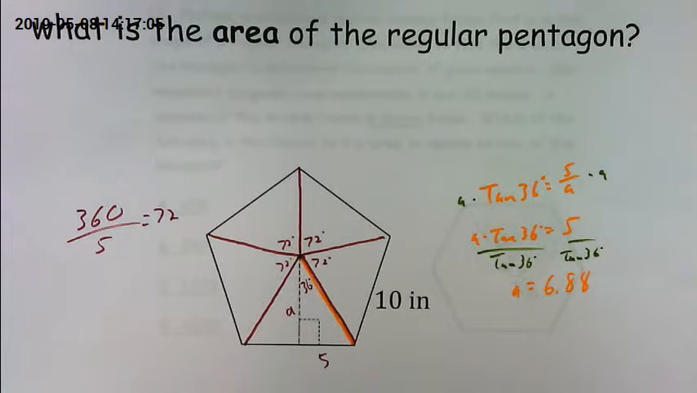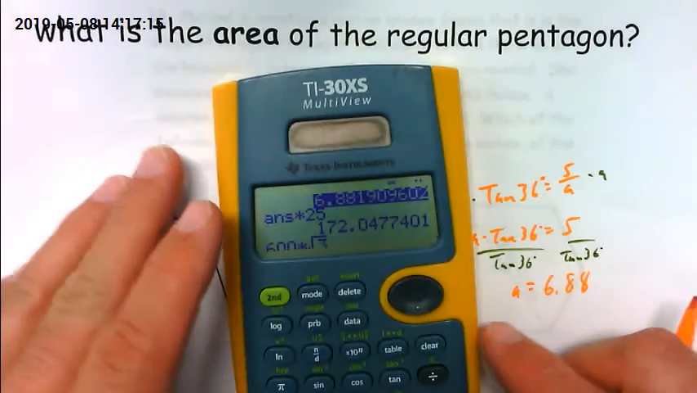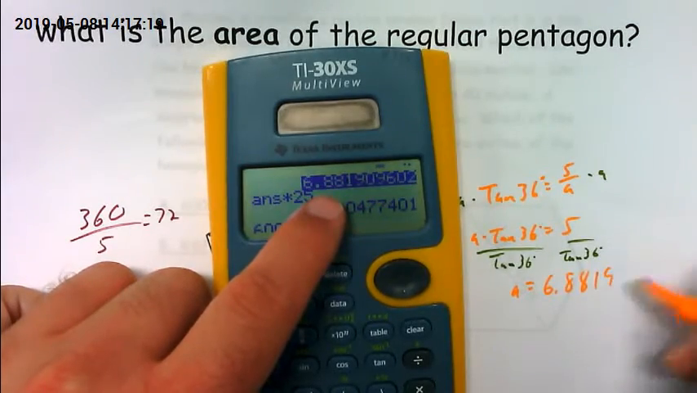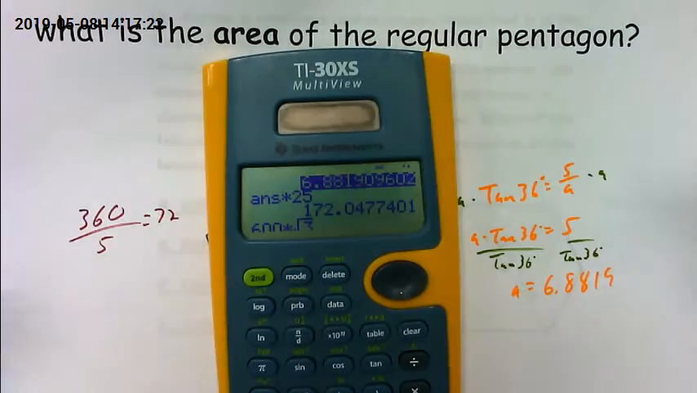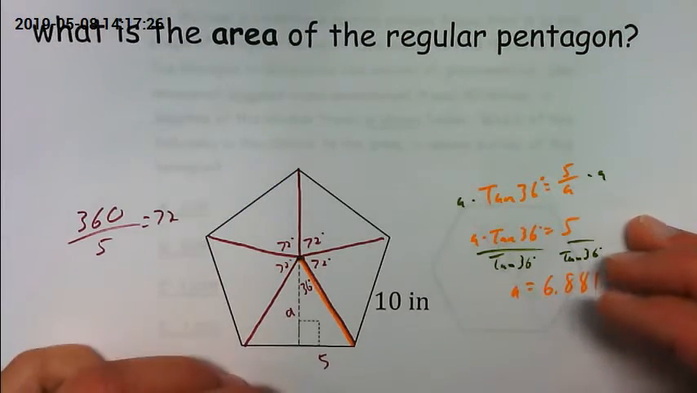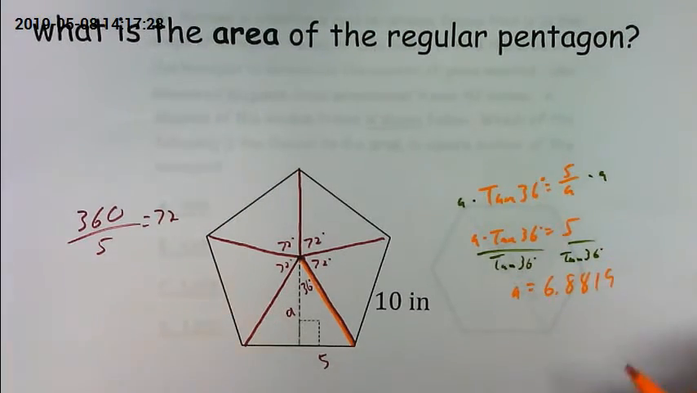Now, I would keep a couple decimal values other than just 6.88. So again, let me go back to my work in my calculator here. 6.8819. Now again, if you have it in the calculator, you can hold on to it. You don't have to erase it from your calculator. Leave it in there and do the rest of the math you need.